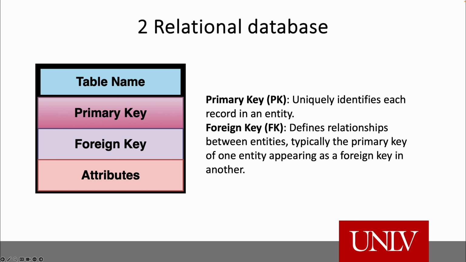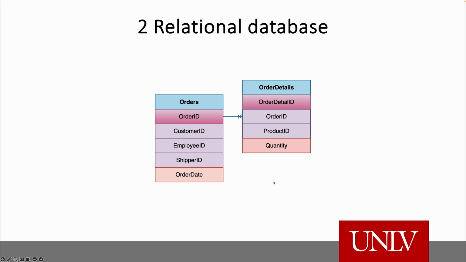Two kinds of keys are important in a relational database. The primary key is a unique identifier for each record within an entity. It ensures that every row in the table is distinct. The foreign key is a field in one table that references the primary key of another table. For example, in the orders table, order ID is the primary key, as it uniquely identifies each order. Customer ID is a foreign key, referencing the customer ID in the customers table. These indicate that each order belongs to a specific customer.